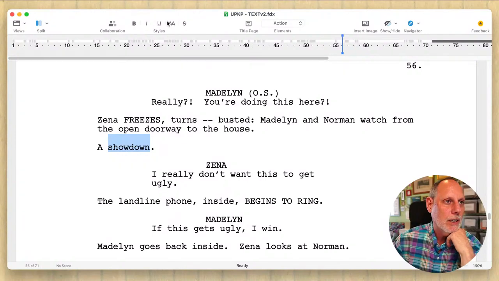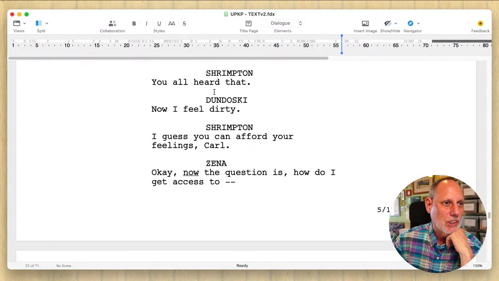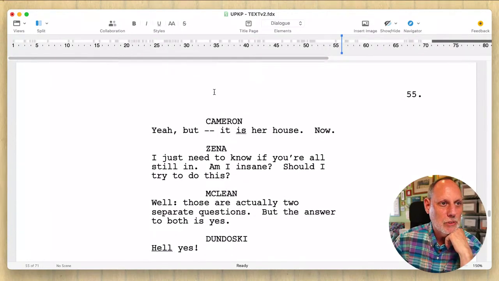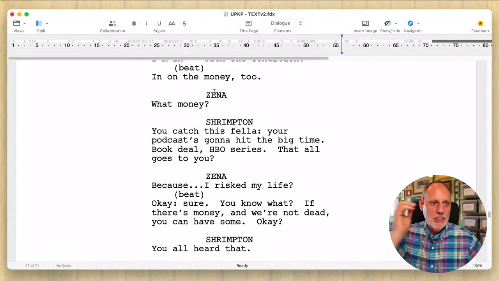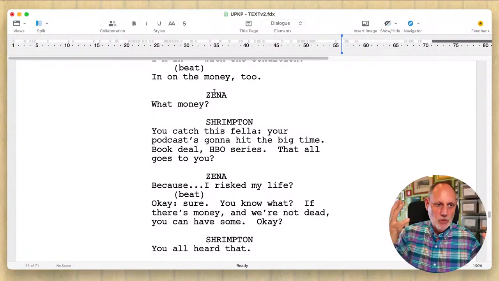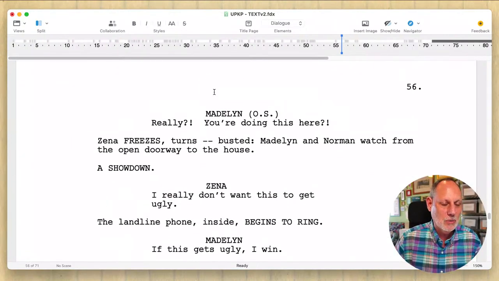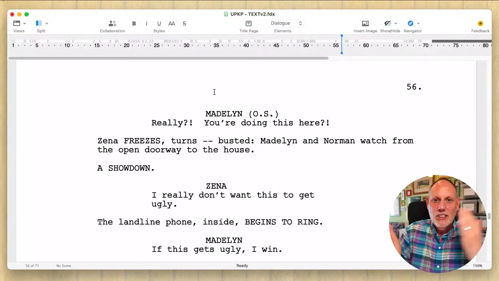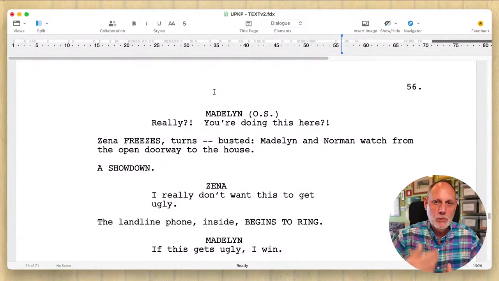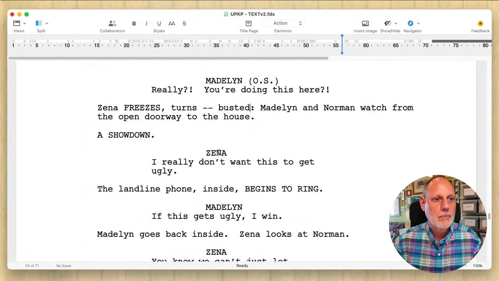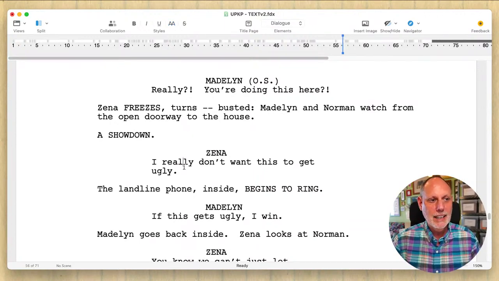I'm going to even make this capitals. There we go. That reads, you see? If you look at this, we've got this big run of talk, all these characters putting in. Xena is riling up the troops, focusing them, and then all of a sudden, really? You're doing this here? She turns showdown. In other words, Madeline threw her out. Xena hasn't left. Madeline is confronting her about this. I really don't want this to get ugly. I like that. It's like Xena's kind of threatening.